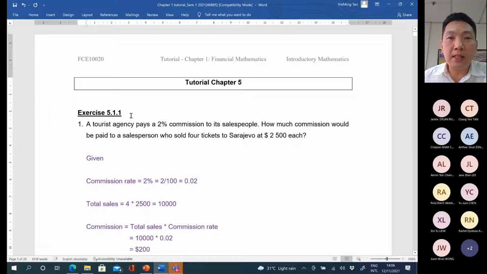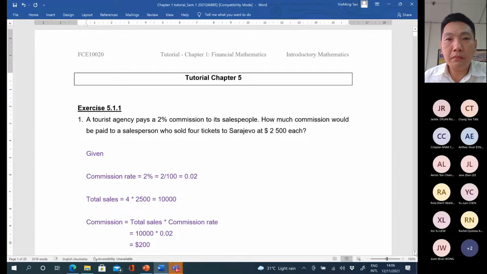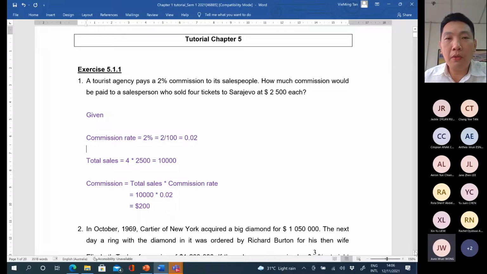So among exercise 5.11 to 5.15, any question that you want me to go through? Maybe we can start from exercise 5.11. Any question that you would like me to go through to discuss? Maybe your answer is different from the answer provided at the back. Question 4. Okay, then we'll move on to question 4.